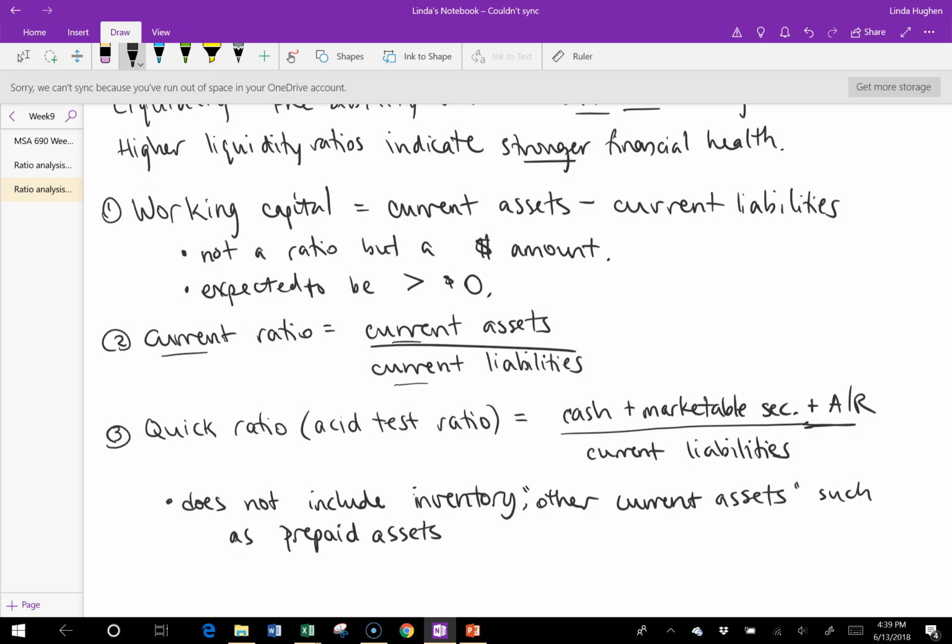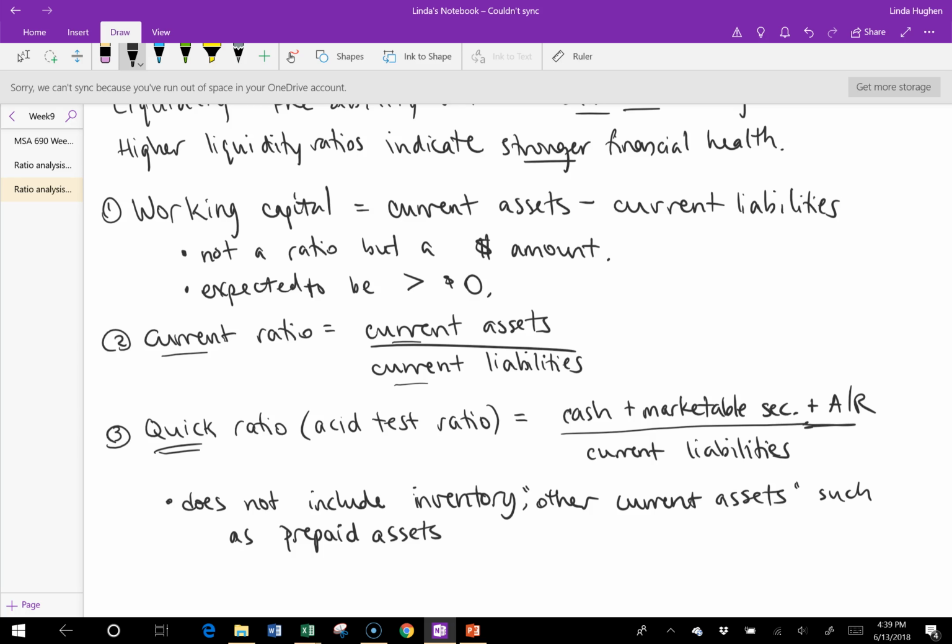Why do we need another ratio similar to the current ratio, but that does not include inventory, prepaid assets, supplies, and so on? Well, if you're thinking about ability to pay bills, can you pay your bills in inventory? Can you pay your bills with a prepaid insurance contract? We're looking for what can quickly be converted into cash.